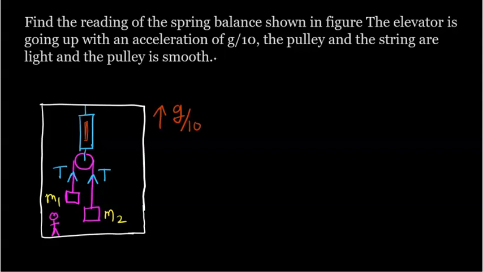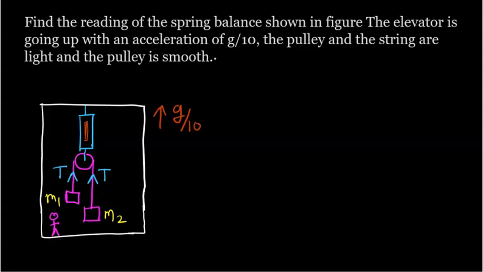So here there is an elevator, and in that elevator there is a setup as shown. There is a spring balance, and attached to that spring balance is a pulley. And this pulley has two masses attached to each other by a string. Now what we have to find out? We have to find out the reading of that spring balance. That means how much mass the spring balance will show.